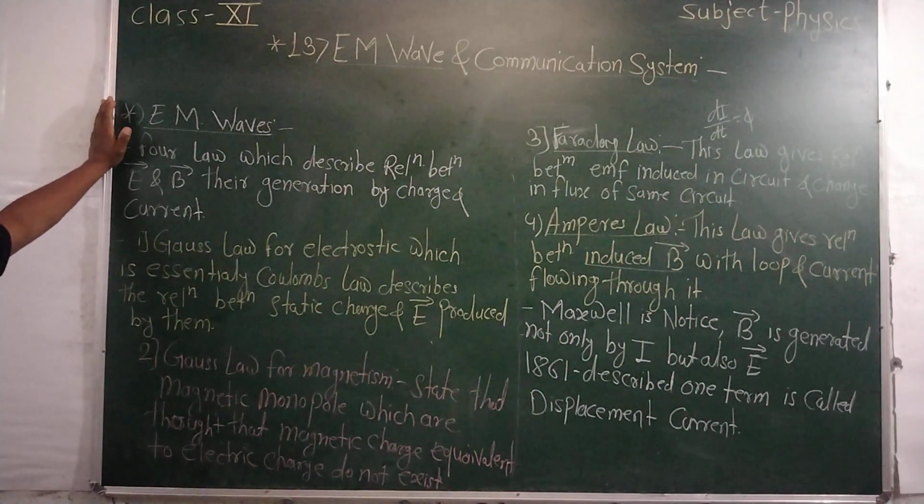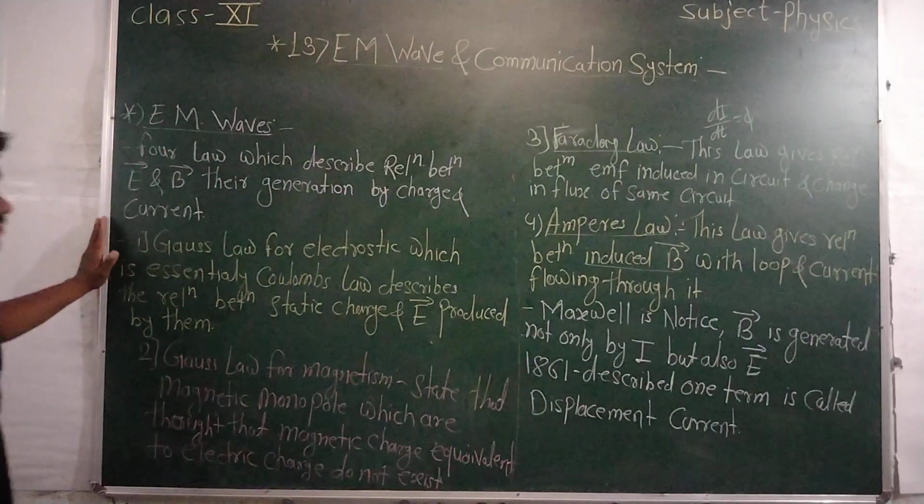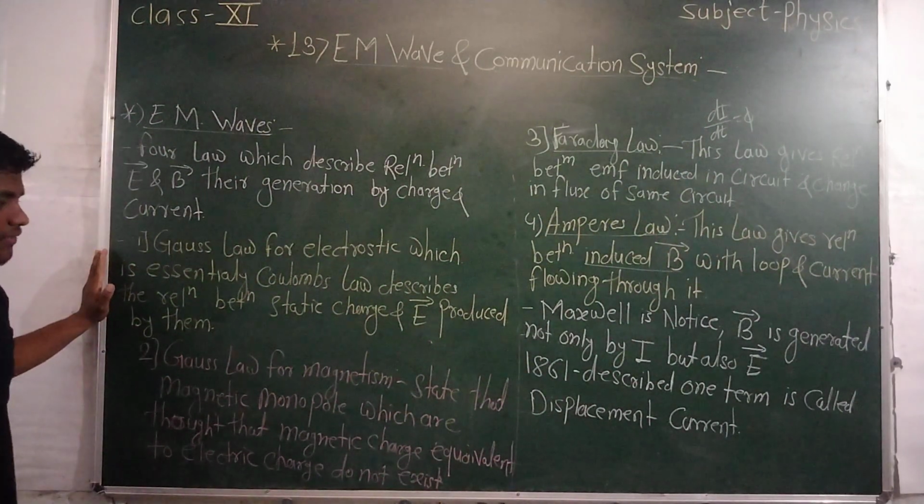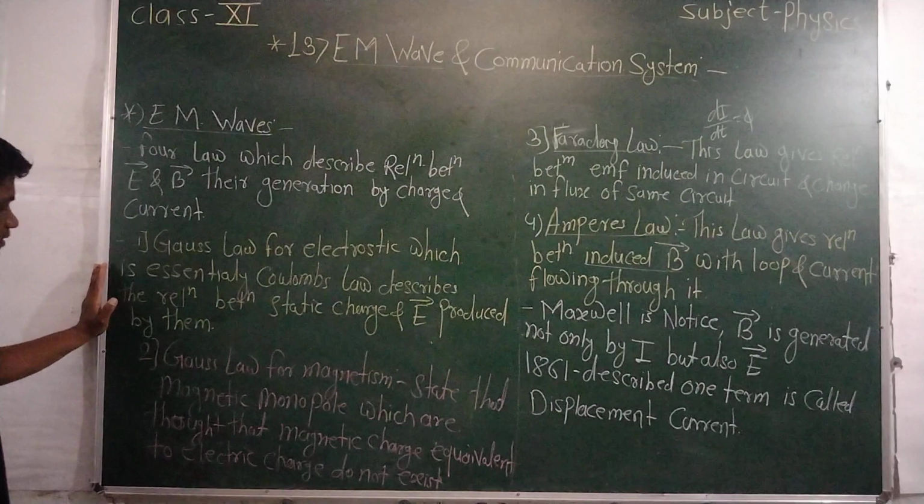Gauss law for electrostatics essentially, like Coulomb's law, describes the relationship between static charges and the electric field produced by them.